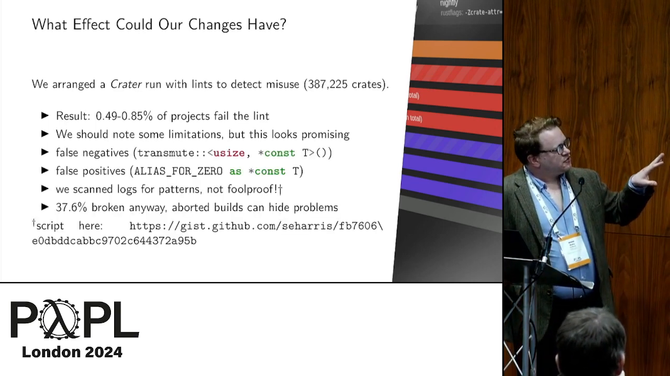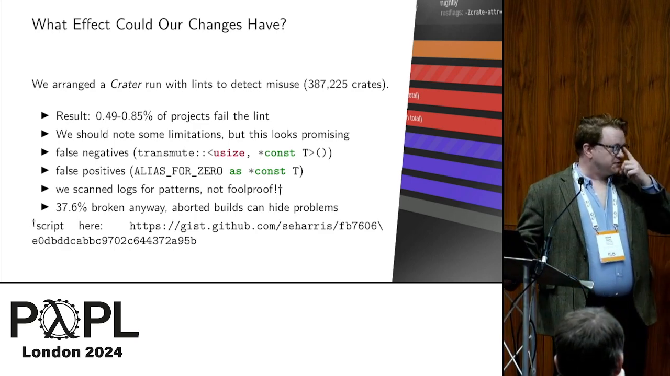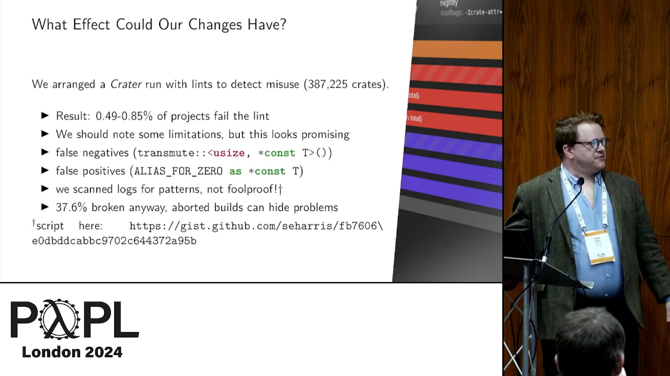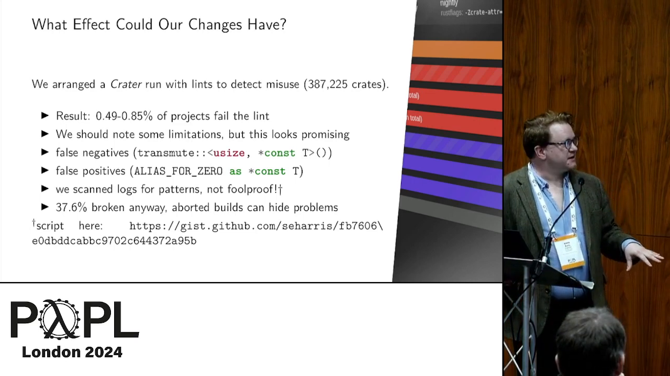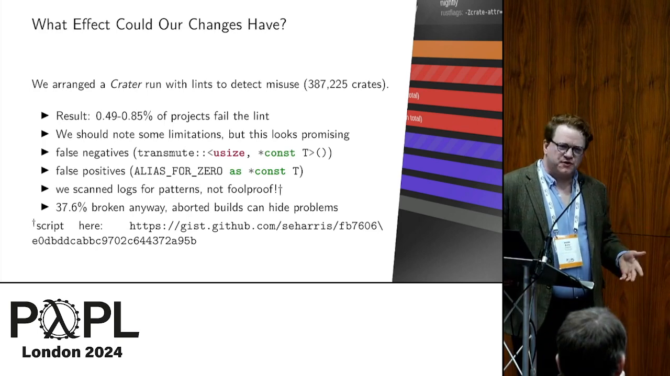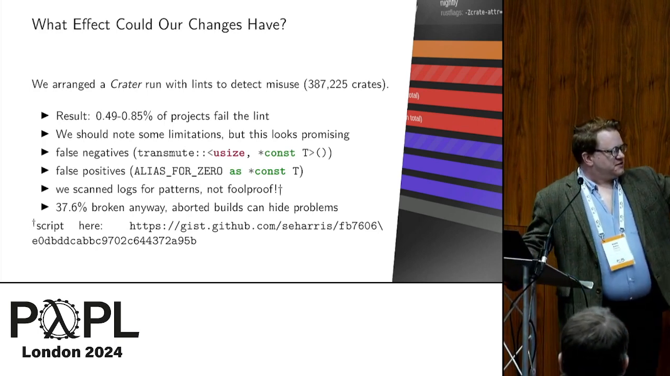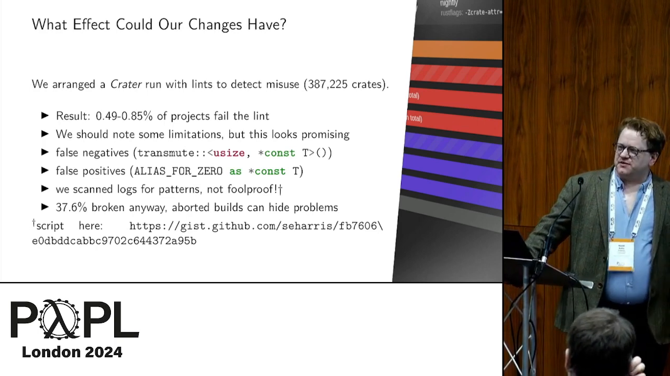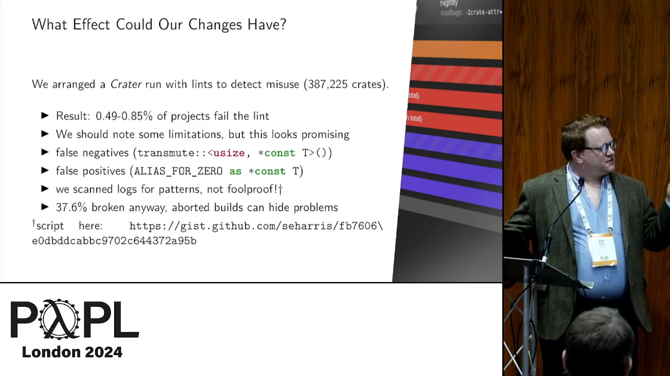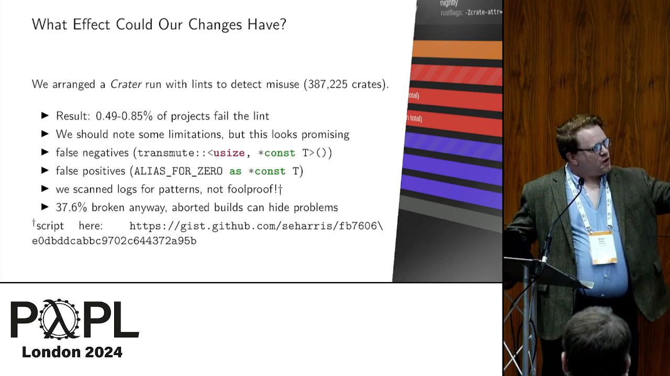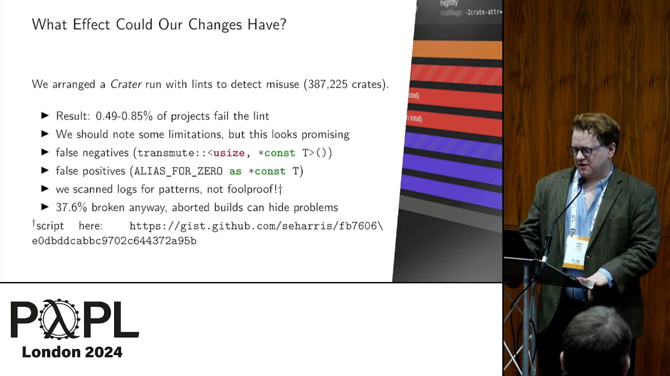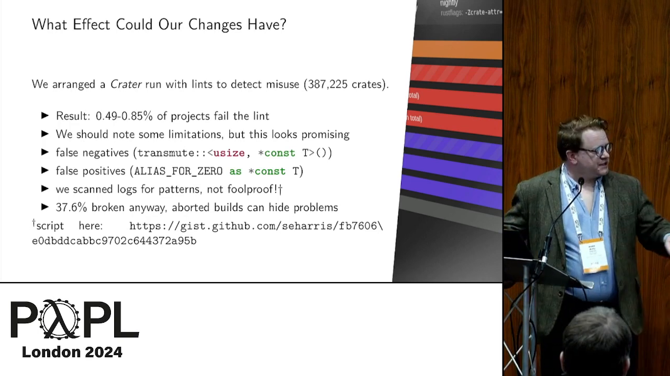Our Crater run is subject to false negatives and false positives, so it's not perfect even in the bits that it can detect. But it gives you a sort of broad indication. It's interesting to note that 38% of projects just didn't build. I think this is a fairly wild set of crates, so it's very broad what this lint is covering. We have the script public here.